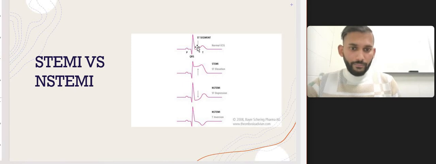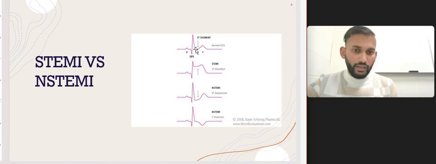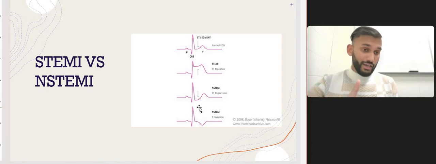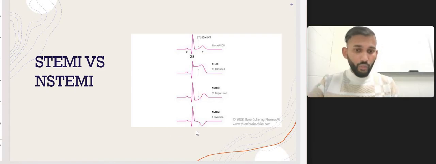With STEMI versus non-STEMI, we already talked about this. You have P, QRS, and the ST over here is elevated. This is the normal one: P wave, QRS, T wave. Then P wave, QRS, and ST elevated. That's your ST elevation. With the non-STEMI, you'll have P wave, QRS, and T wave. Over here, this is the normal. This is slightly depressed. So either you can have ST depression or you can have T wave inversion. We have P wave, QRS, and T wave depressed.